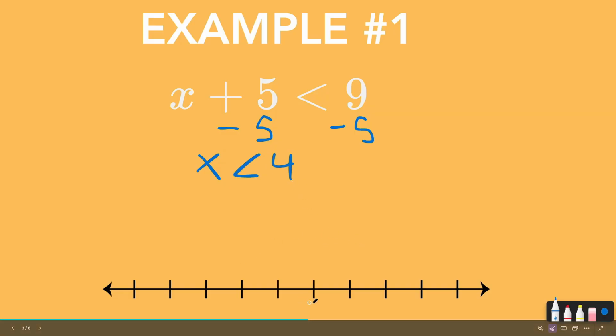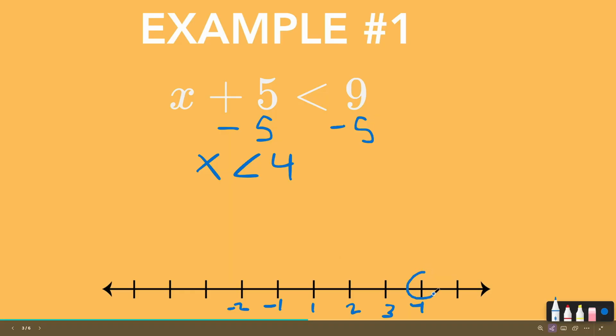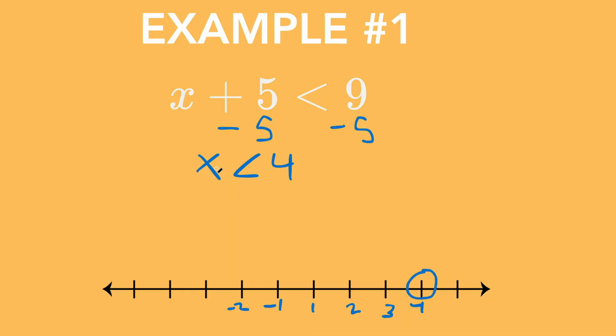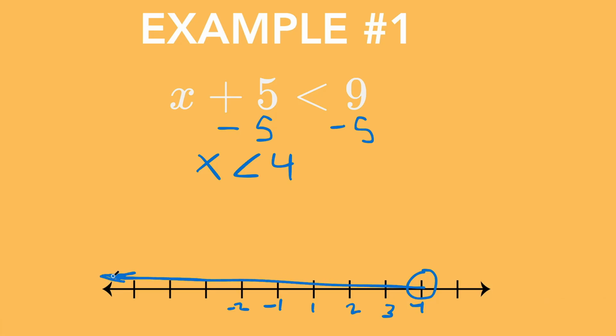Then, on the number line, let's think of this as 1, 2, 3, 4, and then this will be -1, -2, and so on. But it doesn't really matter for this problem. So first, let's find 4 on the number line. So we know 4 is over here. If we have a normal less than or greater than and not equal to, we're going to have an open circle. After we have an open circle, if our x is less than 4, we know all the numbers less than 4 will be pointing towards the left. So we'll draw our line just like this.